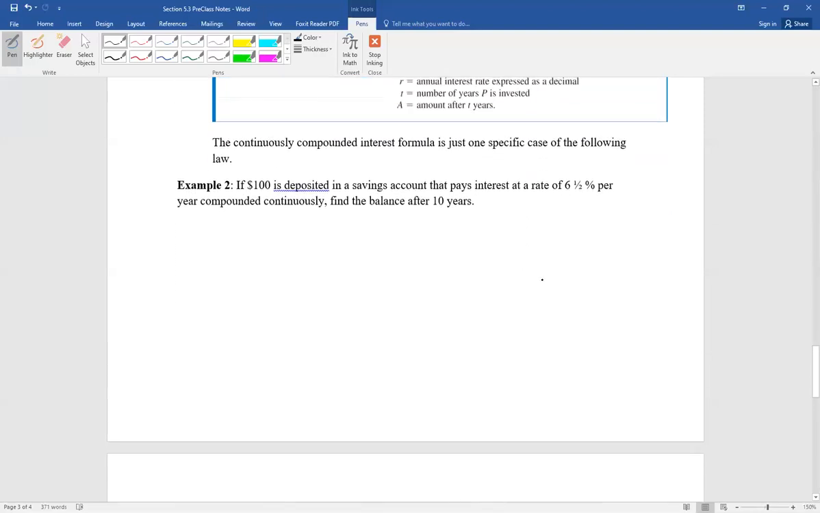So I've got two examples to go through with you. It says if $100 is deposited in a savings account that pays an interest rate of 6.5% per year, compounded continuously, find the balance after 10 years. So just because of what I underlined, I know I'm using that A equals P times e to the rt formula. So we need to determine if $100 is our A or our P. So since it's being deposited, that is our P.